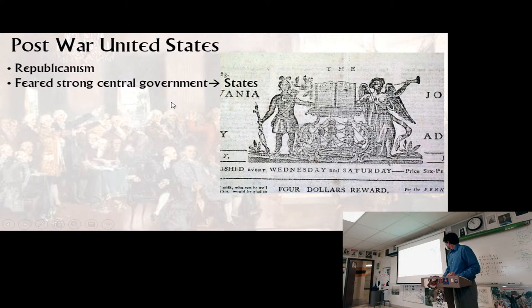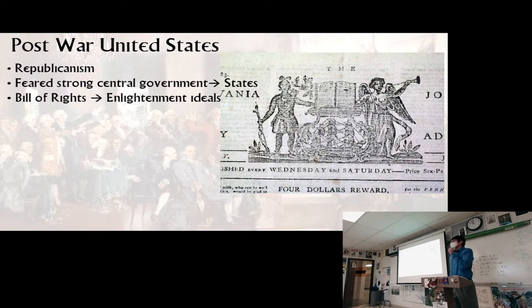Everybody feared a strong central government. Therefore, more power would go to the states. They didn't want a tyranny, as they saw Britain's tyrannical rule as the result of having a central government. And so if the 13 colonies had a little more power, I'm sorry, not 13 states.